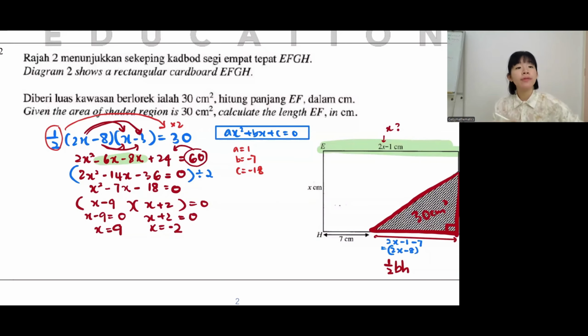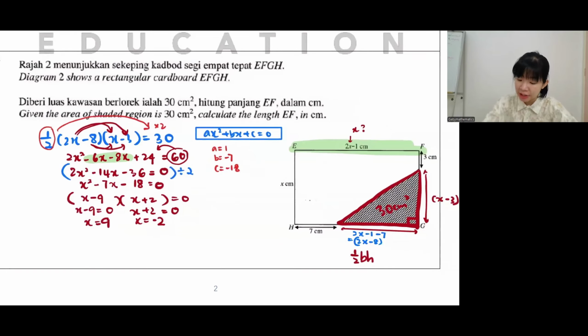So this is a problem solving question. Which must be rejected? So check and see, x. So x is actually the length of the rectangle. So it cannot be negative, correct? It cannot be negative 2 cm. So this negative, you have to put bracket, rejected. Or you can write rejected, or in BM, you can write diabaikan. Means you ignore it. We don't want this, ignore it. So which means x is 9.